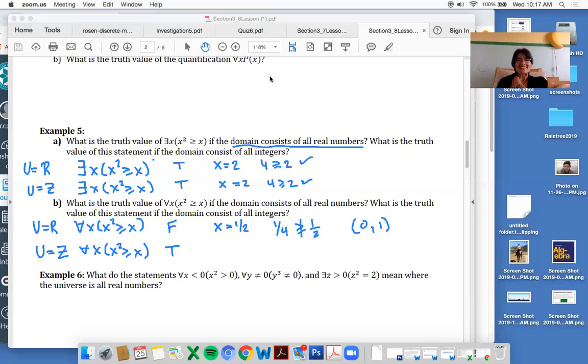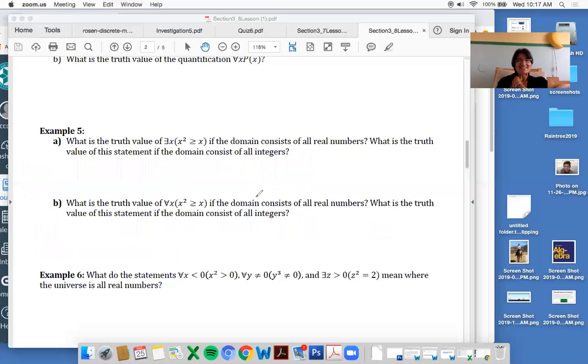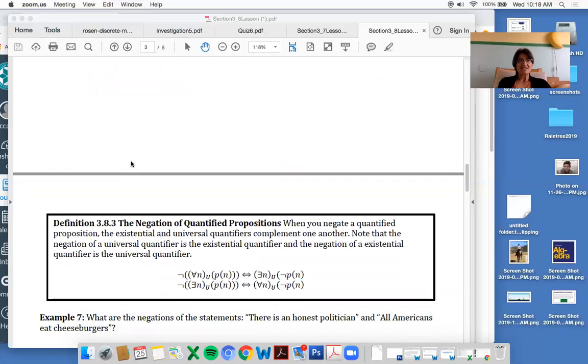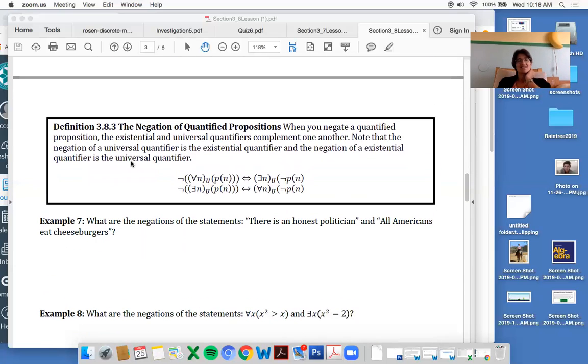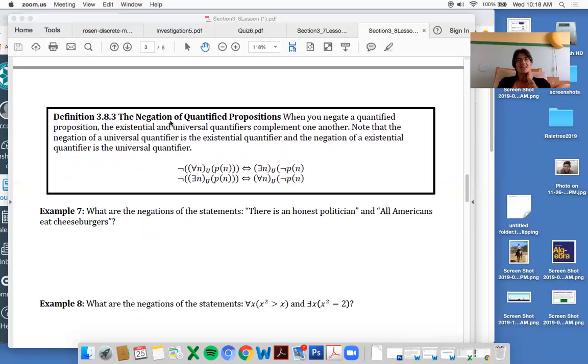All right. Okay, so let's look at negations. When we negate quantified propositions, because they're basically disjunctions and conjunctions, we're applying De Morgan's law. So this says that if I negate a universal quantifier, in order to distribute the negation to the proposition, it's going to turn into an existential one.